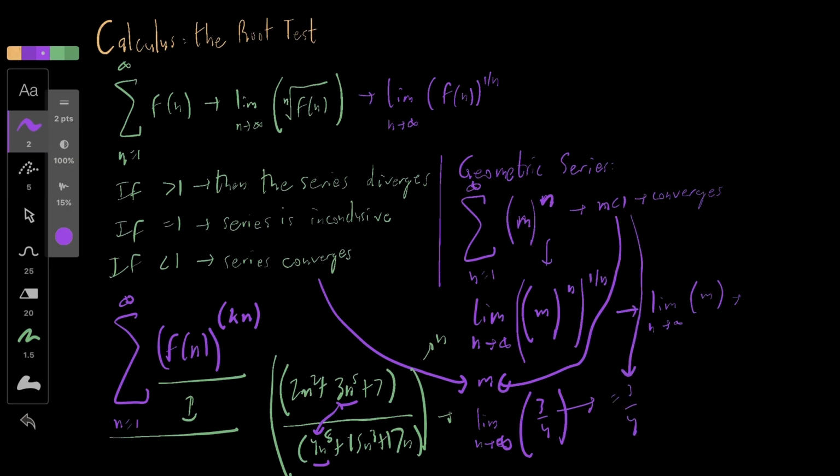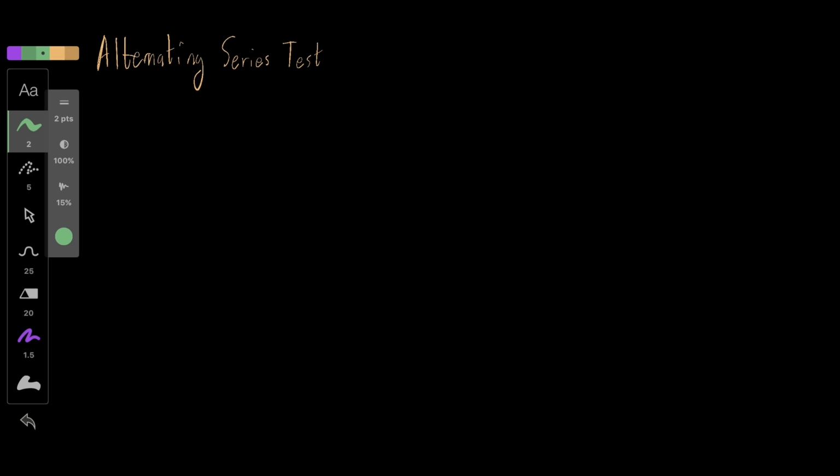If we try to do this by any other test, like the comparison test or the ratio test, it would be very, very difficult to evaluate it. So that's about it for the root test. We will be talking about another very important test, which is the alternating series test.